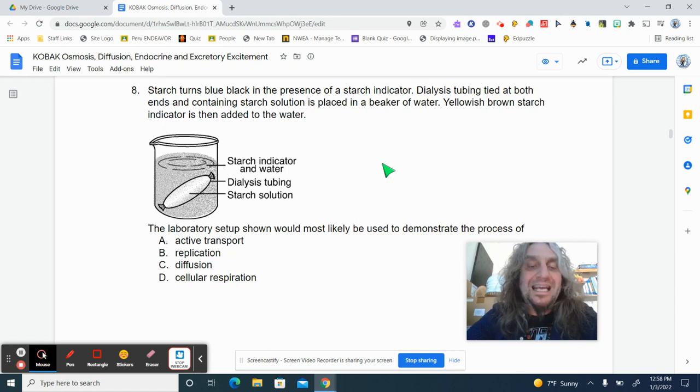A, active transport, B, replication, C, diffusion, D, cellular respiration.